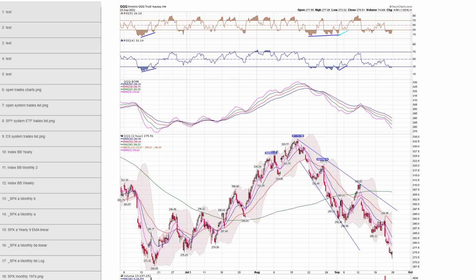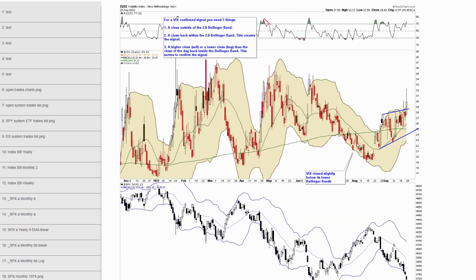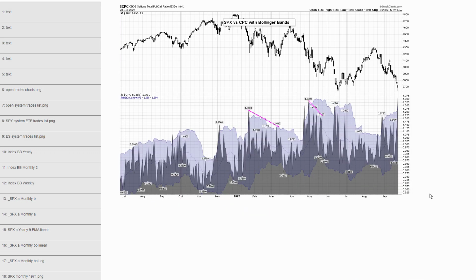All right, let's look at some indicators. Chart 35, here's the VIX. The VIX did close outside of its upper Bollinger Bands on Friday, off the highs. Next. Chart 36, here's the CPC put-call ratio. It closed up here at 1.36, well outside its upper Bollinger Bands. That is quite extended, so we could be due for some sort of bounce fairly soon because of that.